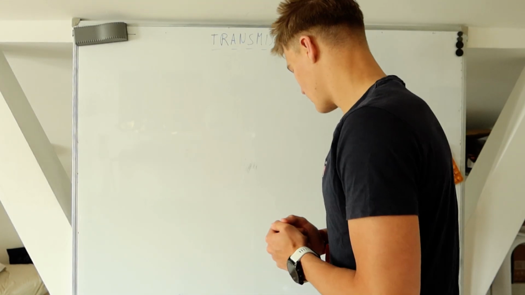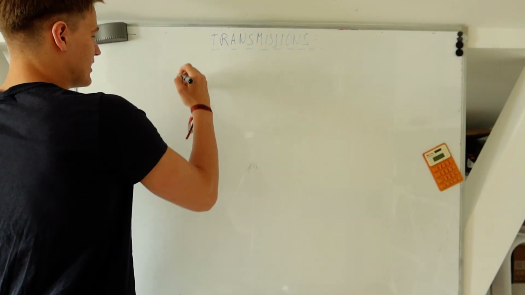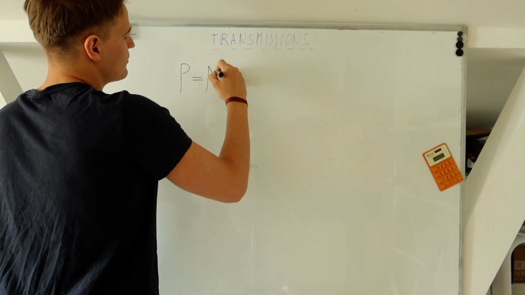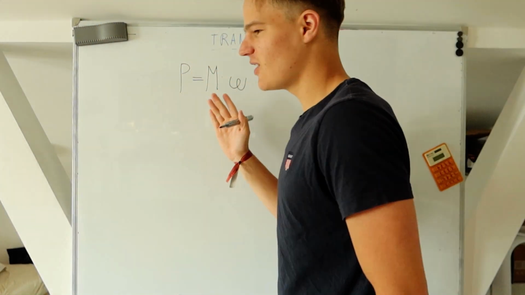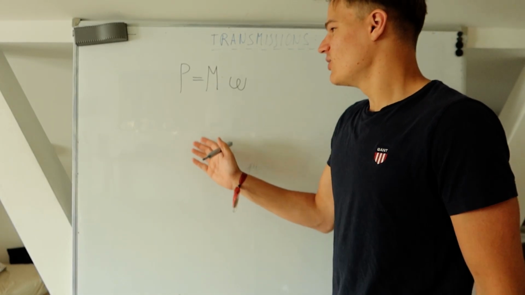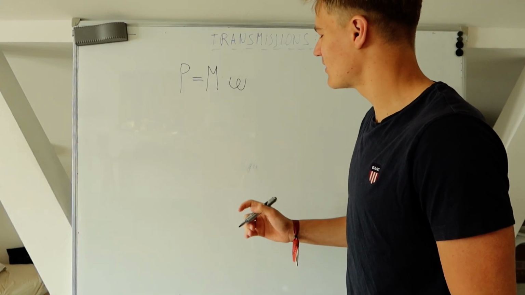There is one thing that I want you guys to know, and I already wrote down this formula before. We have one formula that basically already tells us how this works. You have P is M times omega, okay?